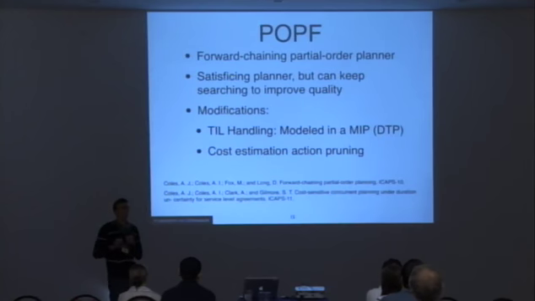Now let's take a quick look at what's different in POPF from previous conferences. It's a forward-chaining partial order planner, but it's a satisficing planner. So it's very important that LTOP is a complete optimal planner, whereas POPF is basically satisficing, except with some admissible heuristics. And we've modified two things. We have TIL handling changed. It's modeled in a MIP now with a disjunctive temporal program. And we also have some cost estimation action pruning in POPF, but that's sort of like the branch and bound, so I'm going to skip that.